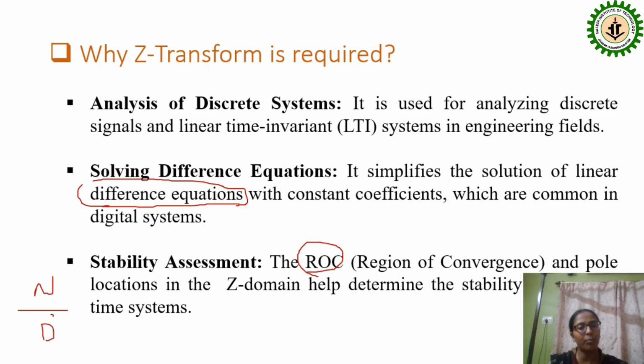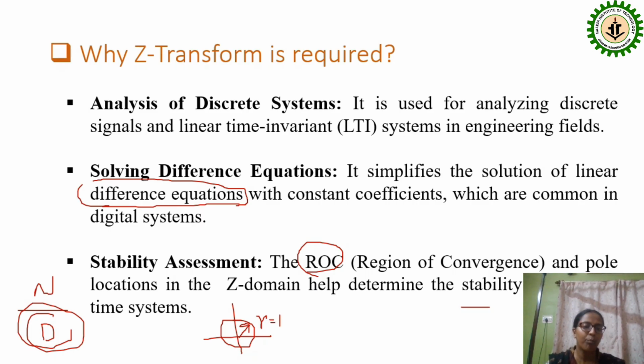By placing the poles, that is, the denominator part, you can find out whether the system is stable or unstable. The denominator section represents the poles, and if you draw a circle, which is the unity circle, that means the radius is 1, r equals 1, and you place the poles. Later on we will discuss the causal system and non-causal system.